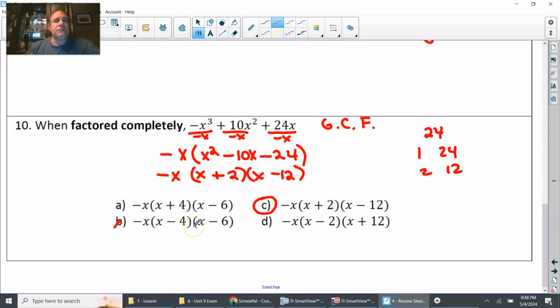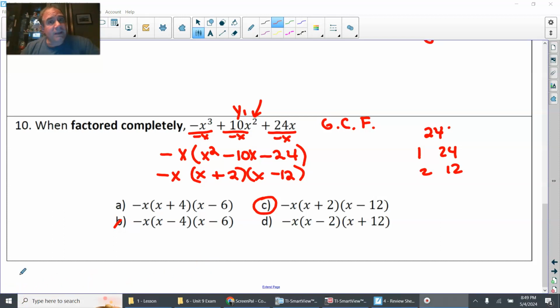All right. Again, you could take your calculator and just put that into Y1, and then put these into Y2 and match up the graphs. That's all you have to do.